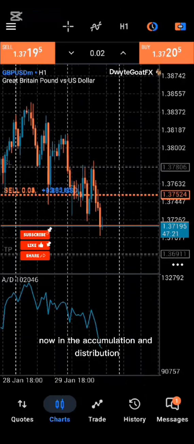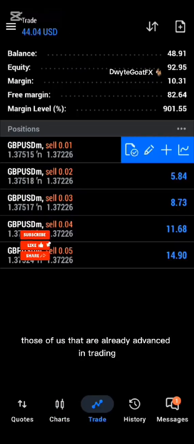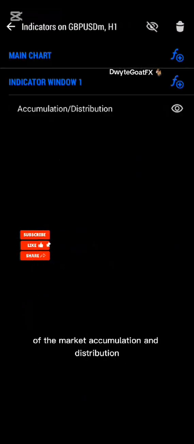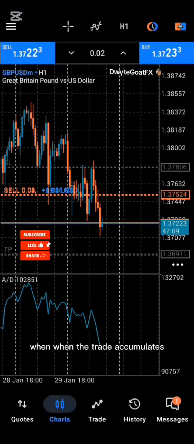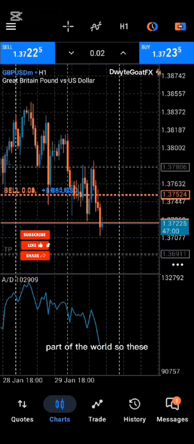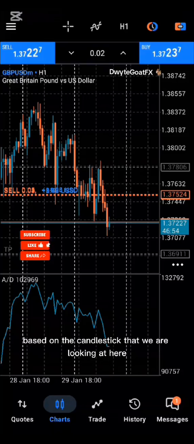Now in accumulation and distribution, those of us that are already advanced in trading understand that these are part of the stages of the market: accumulation and distribution. When the trade accumulates, there's always a possibility that it will be distributed around the world, or to particular parts of the world. So all these things are represented in the chart here based on the candlesticks that we are looking at.